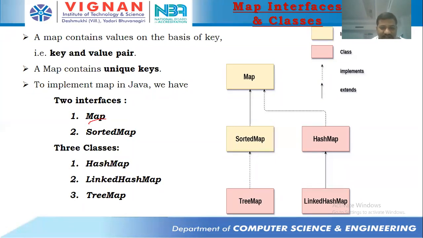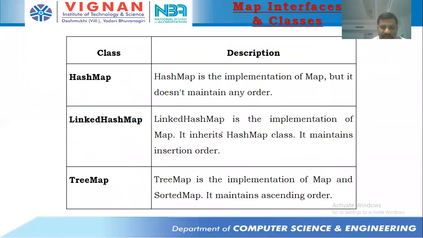If any class ends with map, then that class is in a position to handle key value pairs. Basically we have three classes: HashMap, LinkedHashMap, and TreeMap. The differences among them: HashMap implements Map but doesn't maintain any order, whereas LinkedHashMap is an implementation of Map that maintains insertion order.